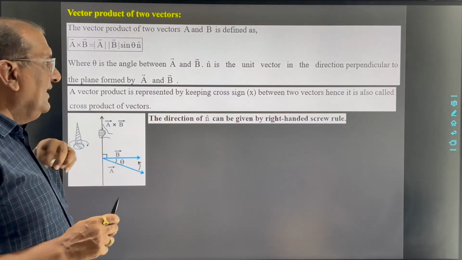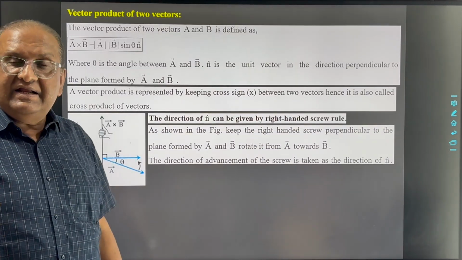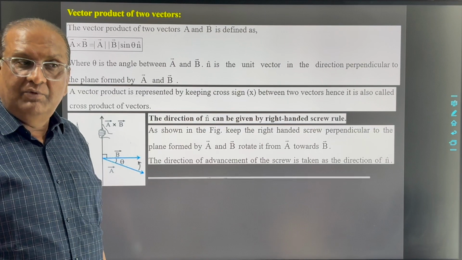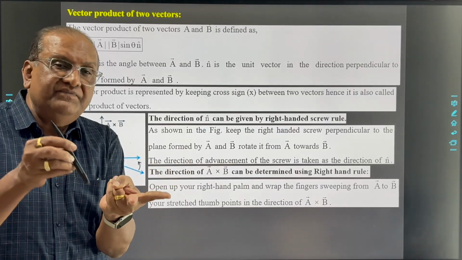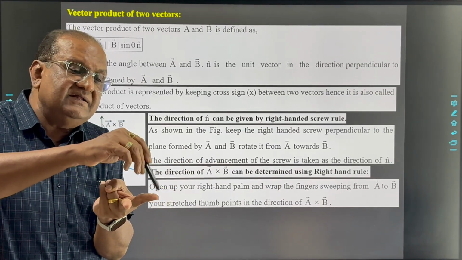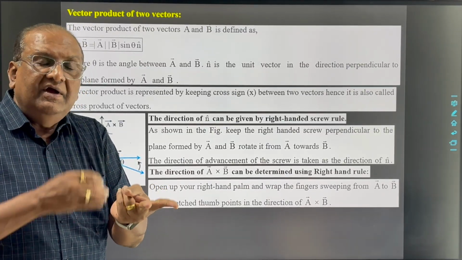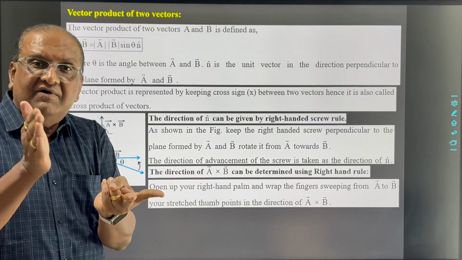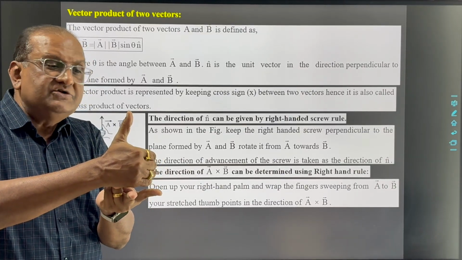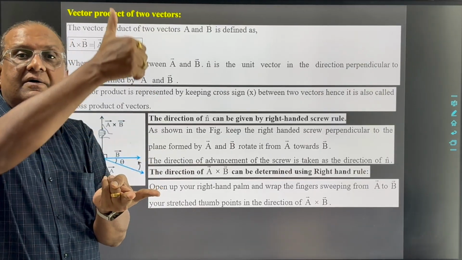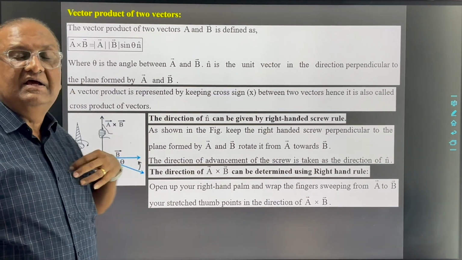This direction can also be fixed with the help of the right hand thumb rule. See how we apply this one. Suppose again this one is vector A, this one is vector B. Now we want A cross B. So we place our fingers in the direction from A to B like this. The stretched thumb will give you the direction of the resultant of A cross B.